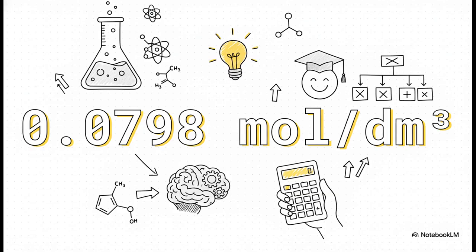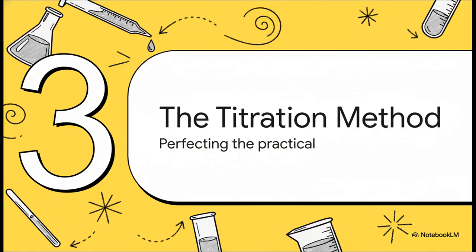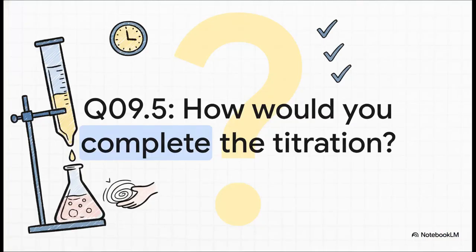Just follow the process. So we've crunched the numbers, but those numbers come from an actual experiment. So let's move on to our next section, the titration method. It's time to talk about the practical side of things. Okay, another 3-marker here. The question asks you to describe how the student would complete the titration. Imagine you've got your burette and flask all set up. What do you actually do to get your results?